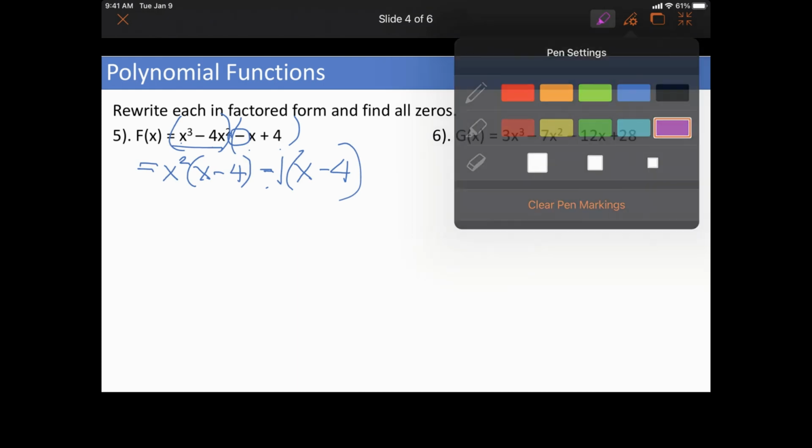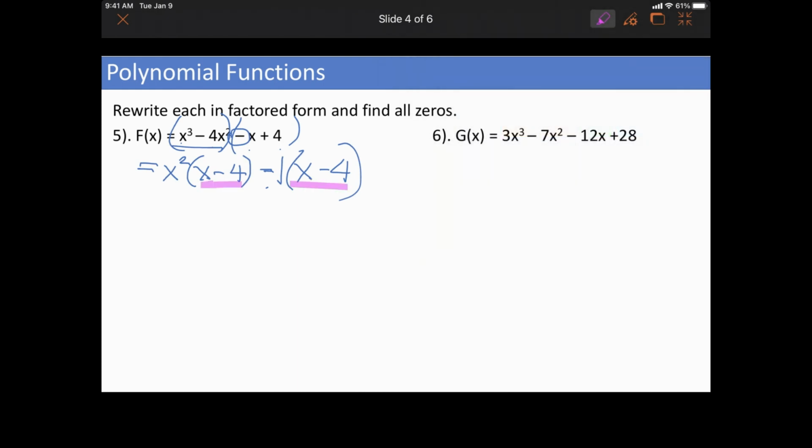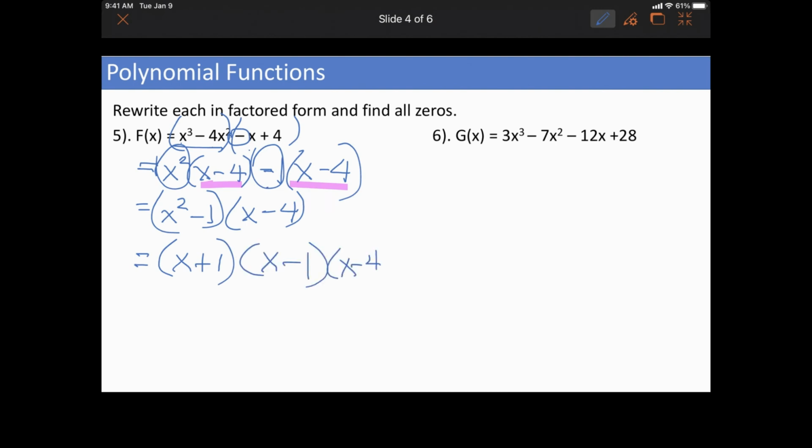Again, do we see that they're identical? And that's what we wanted. So we know we're doing it right. Okay, so we're going to group the ones in front. Once we get to here, we ask ourselves, can I factor any more of those? And when you factor, they have to be rational. So if I'm looking at that, it looks fine. I can factor that. I have x plus 1 and x minus 1, and then x minus 4. So now that's completely factored, and I can find the zeros from here.